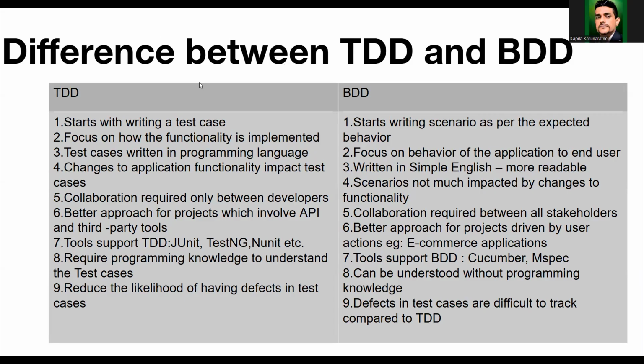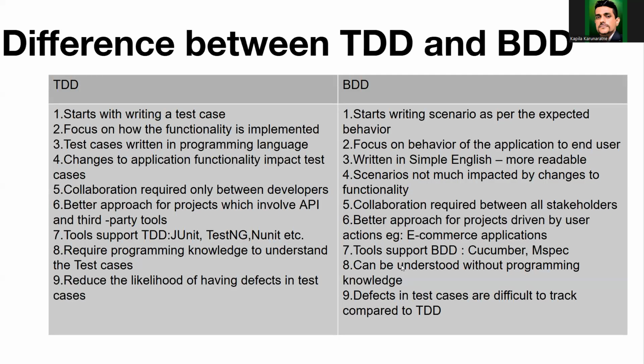Okay, I think I muted. So these are the benefits basically. Collaboration is required among development teams, and here also collaboration is required for all stakeholders. The tools used for TDD are JUnit tests and this kind of thing. For BDD we use basically Cucumber. So these are a few differences and equivalences.